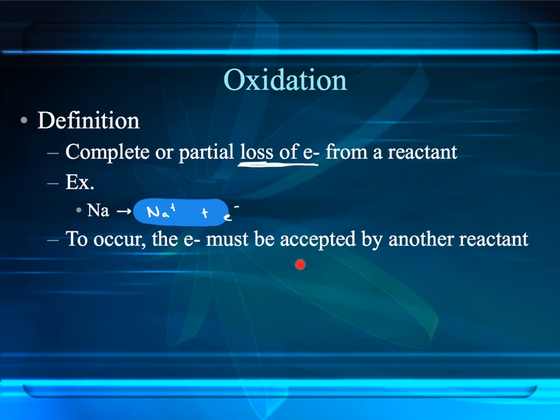This is what it's saying down here. To occur, the electron must be accepted by another reactant. So this has to go somewhere. You're not just going to have electrons flying off and having sodium ions left. This has to go somewhere. It has to be picked up by something. So they happen in conjunction with a reduction reaction.